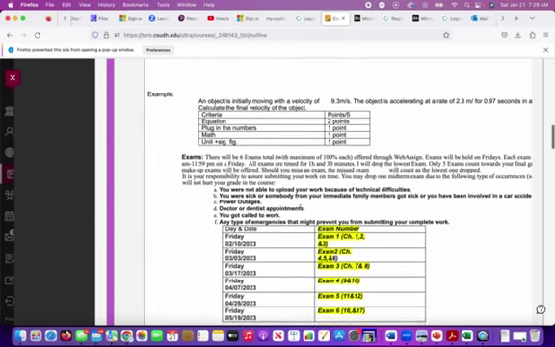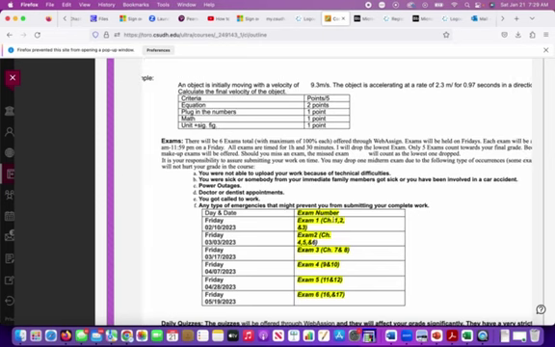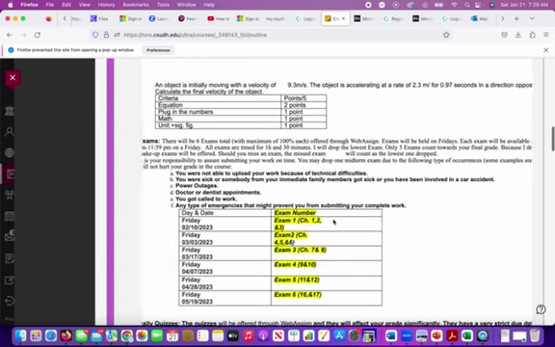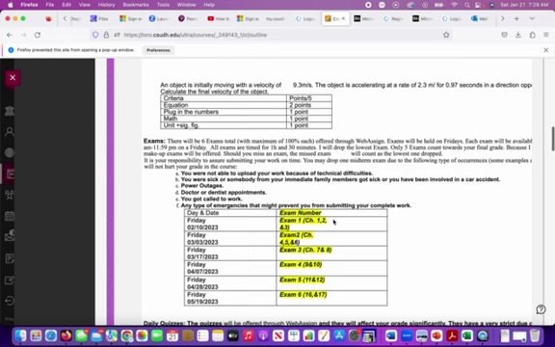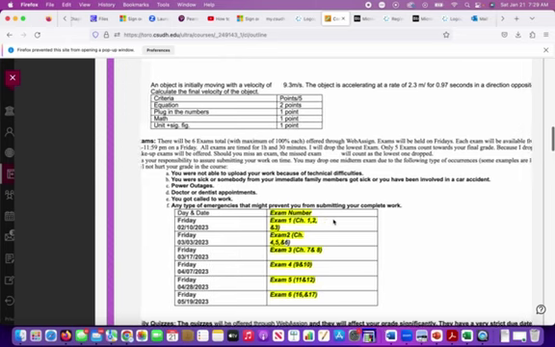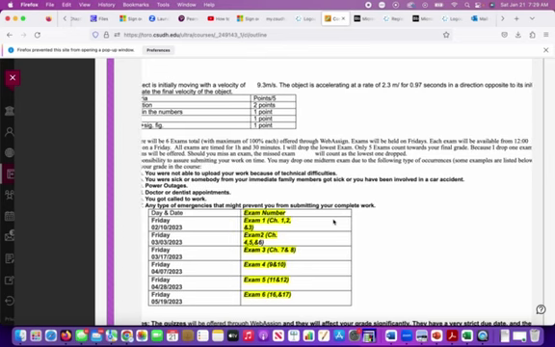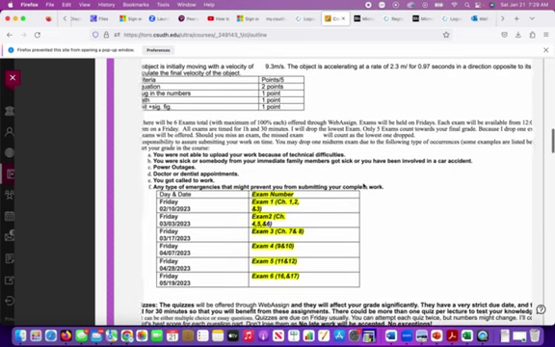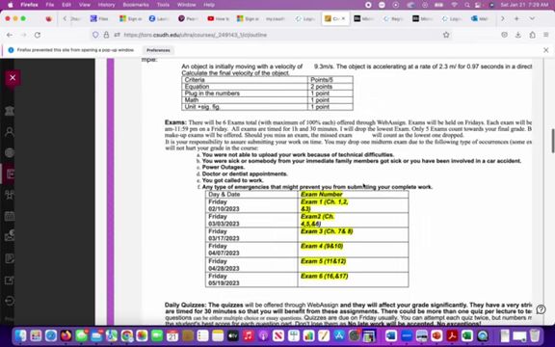There will be 6 exams total with a maximum of 100% each, offered through WebAssign. Exams will be held on Fridays. Each exam will open and will be available from 12 a.m. on a Friday, and it will be timed for 1 hour and 30 minutes, and it will be due by Friday 11:59. I will drop the lowest exam. Only 5 exams count towards your final grade. Because I drop 1 exam, you don't have a makeup.